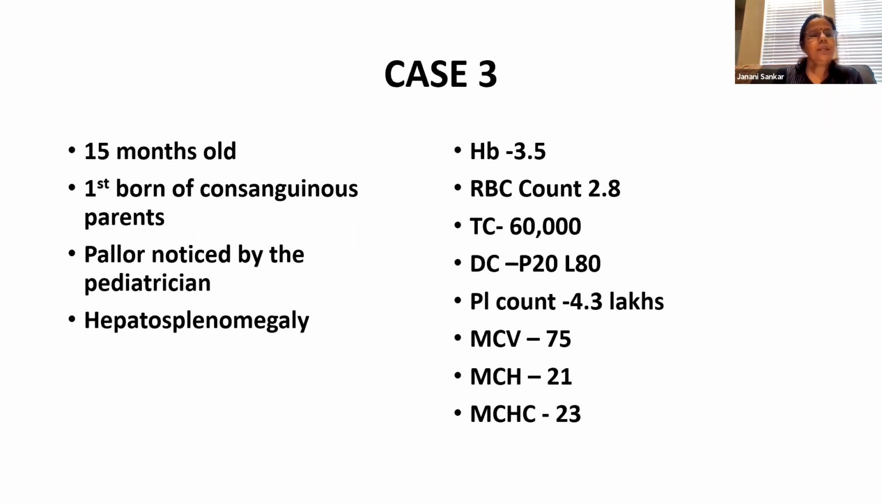Moving on to case 3, this is a 15 months old child, firstborn of consanguineous parents. Again, the pallor was noticed by the pediatrician when the child went for a routine immunization. The child also had hepatosplenomegaly. If you look at the counts, the hemoglobin is 3.5, the RBC count is reduced, the total count is 60,000 with a lymphocytic predominance. Platelets look okay, and the indices are not really abnormal. They all look okay. So what do you think is going on here?